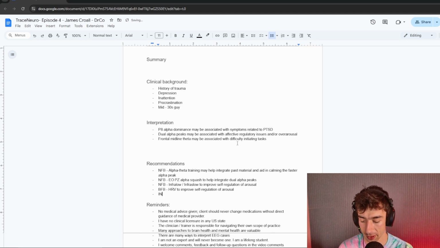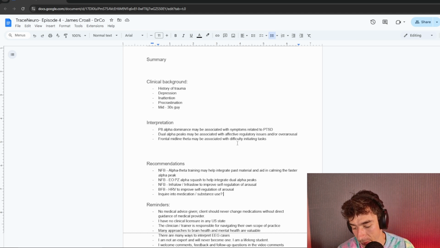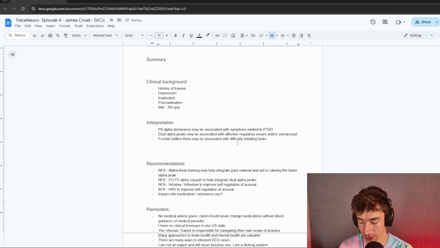I would also inquire into medication, substance use, right? Anytime when there's this kind of dual peak, I do wonder if there's a drug on board. And then I would also want to explore ERPs of hypervigilance.